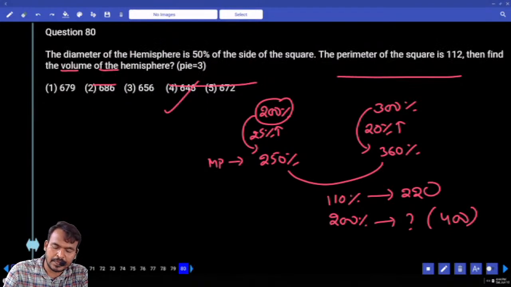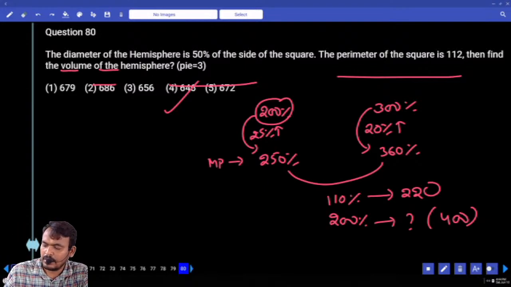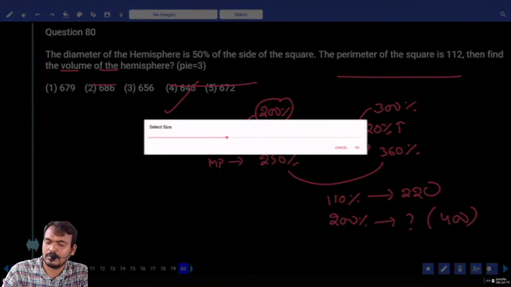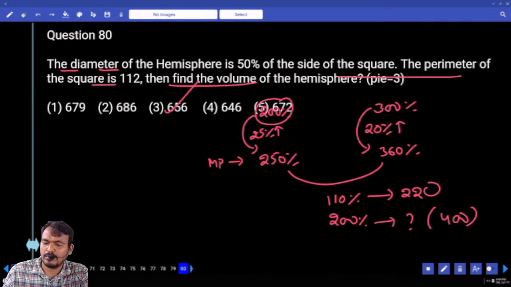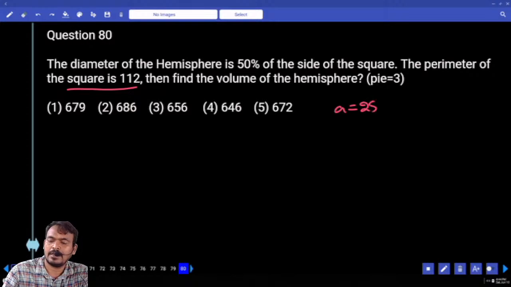Next question number 80. The diameter of a hemisphere is 50% of the side of a square. The perimeter of the square is given as 112. Find the volume of the hemisphere. First of all, the diameter of a hemisphere is 50% of the side of a square. Perimeter of a square 112 means side of the square is 28. Diameter of the hemisphere, 2r, is equal to half of 28. What is half of 28? 14.